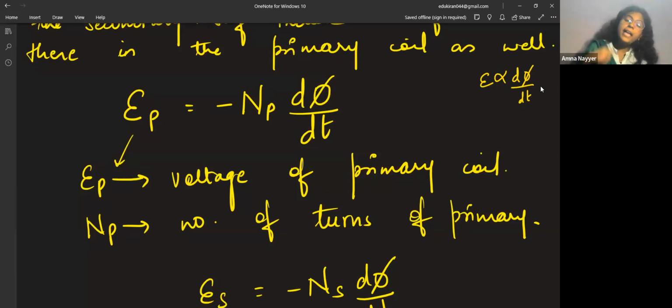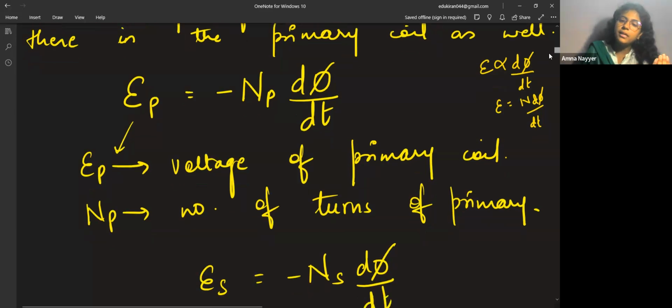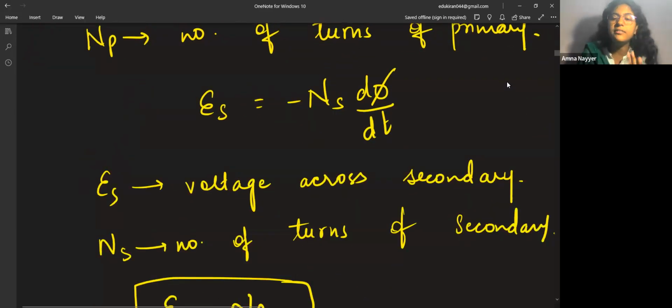All right. N number of turns are there. So E is equal to N d phi over dt. This we have done already. So similarly for the primary coil, we will write voltage primary, number of turns primary. So this becomes EP is equal to minus NP d phi over dt. For the secondary coil, this becomes ES is equal to minus NS d phi over dt. This you have to remember.